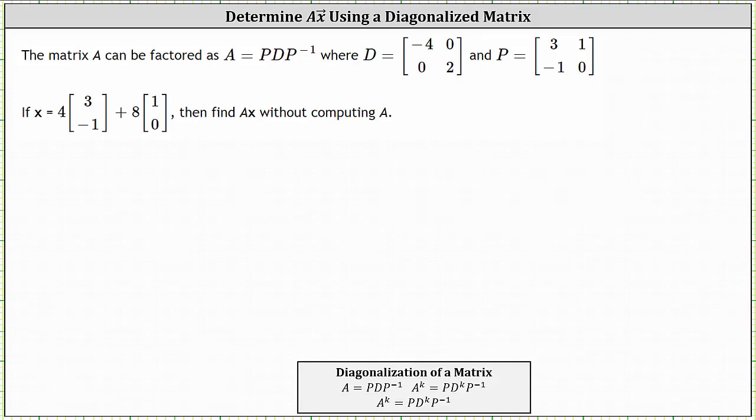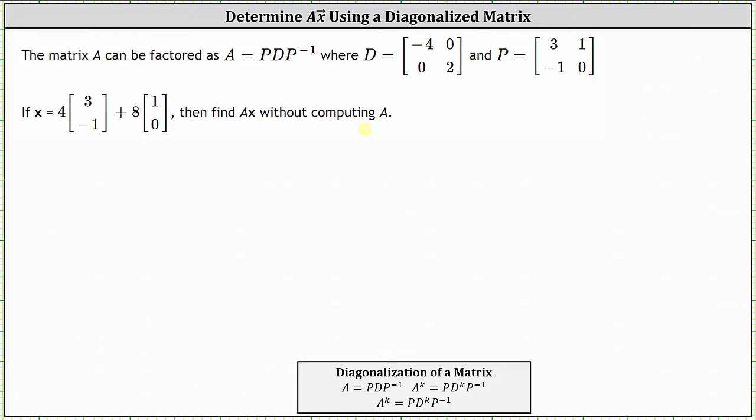The matrix A can be factored as matrix A equals matrix P times matrix D times the inverse of matrix P, which means matrix A is diagonalizable. We're also given matrix D and matrix P. If vector x is equal to 4 times the vector (3, -1) plus 8 times the vector (1, 0), we're asked to find matrix A times vector x without computing matrix A.